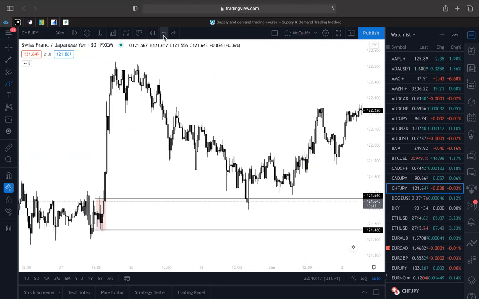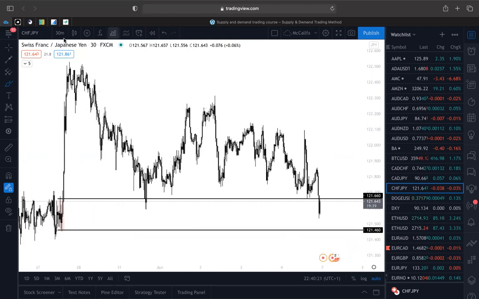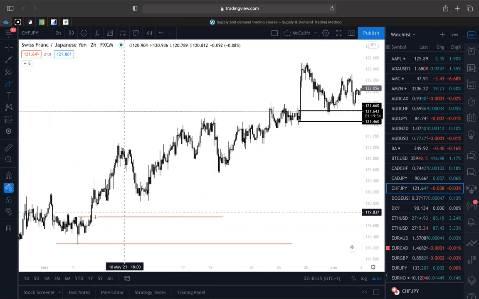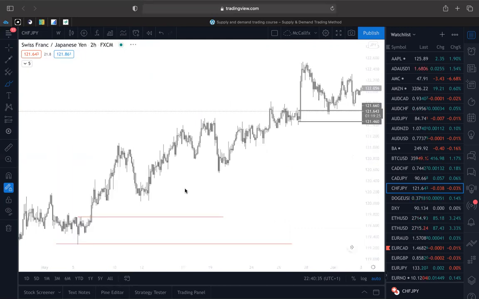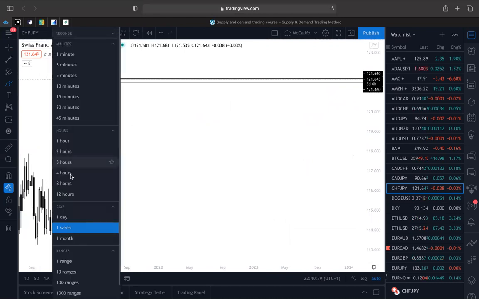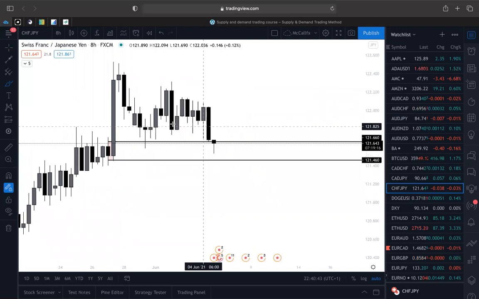So the best time frame to find demand and supply is actually the 2 hour time frame. So you just switch to the 2 hour time frame. To be honest, we don't really have a specific time frame. You just switch until you find that nice area. Look at this. Imagine I was on the weekly time frame. I can't really see anything. Switch to the 8 hour time frame. So the 8 hour time frame looks really nice.